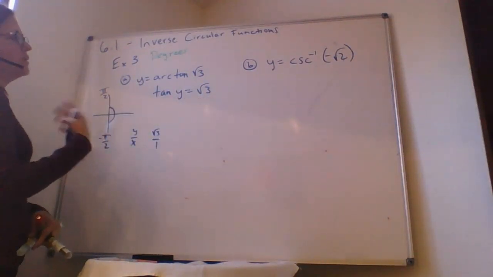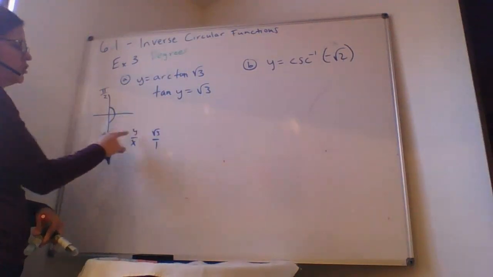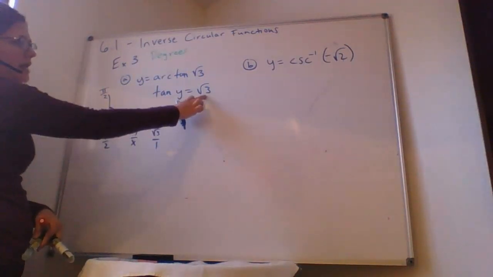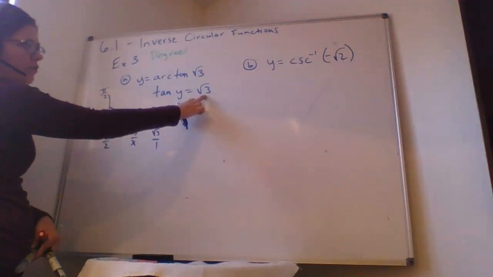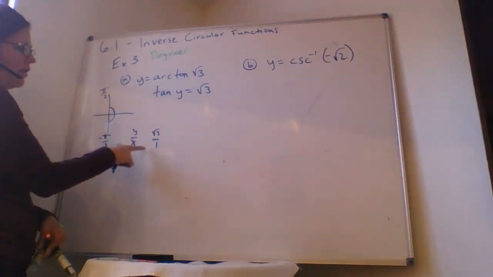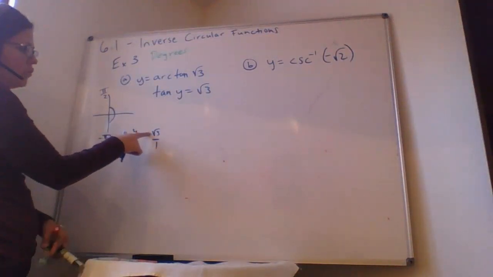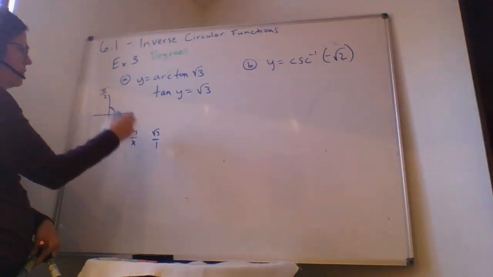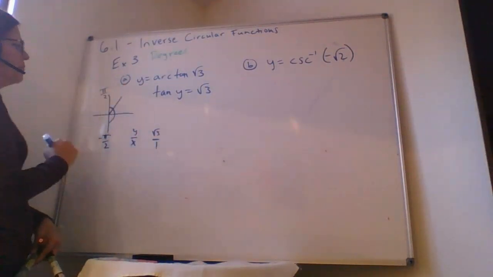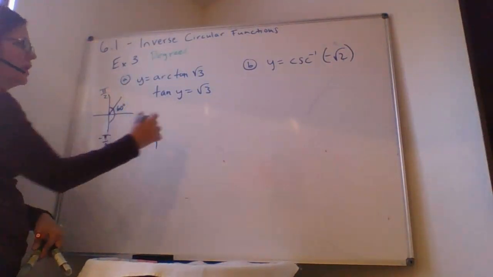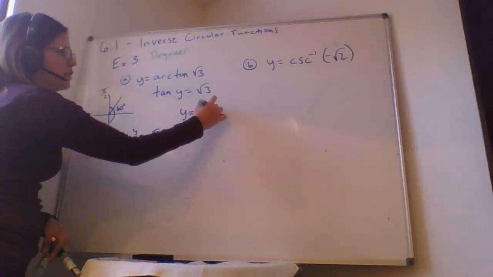One way to think of it, in triangles, my tangent is y over x, and that's going to be equal to rad 3. So I could think of y being rad 3 and x being 1. So that's going to end up being a 60 degree. So y equals 60 degrees.